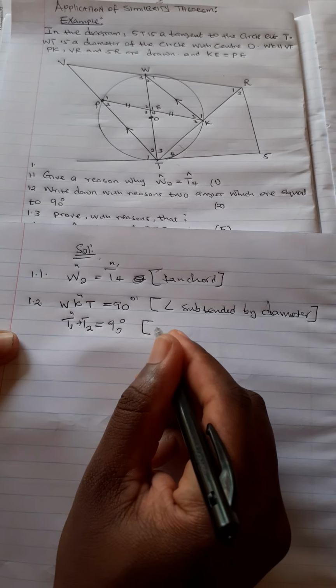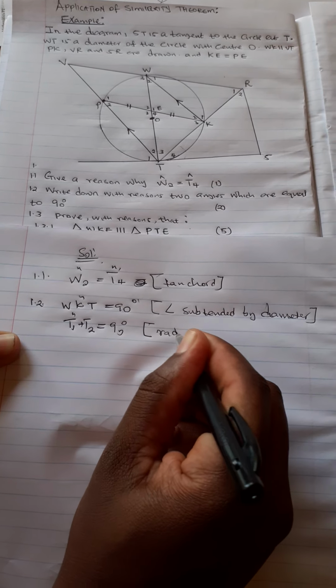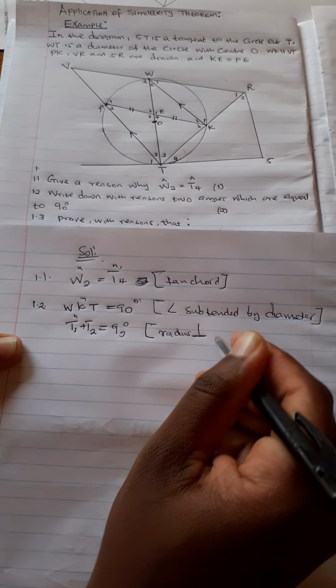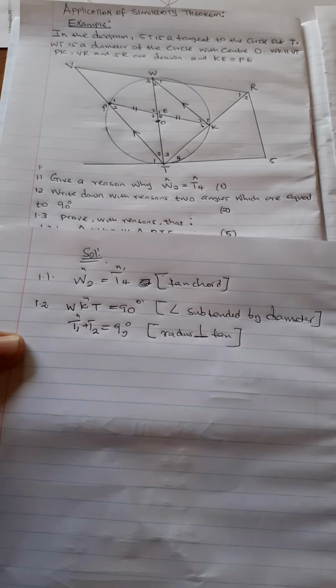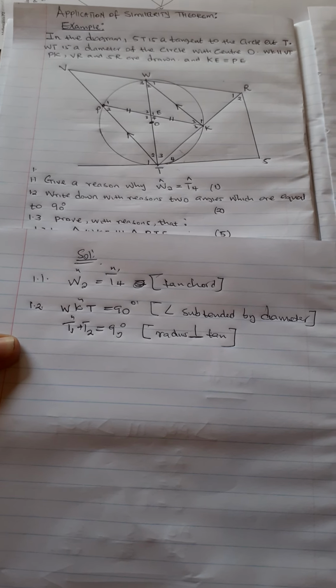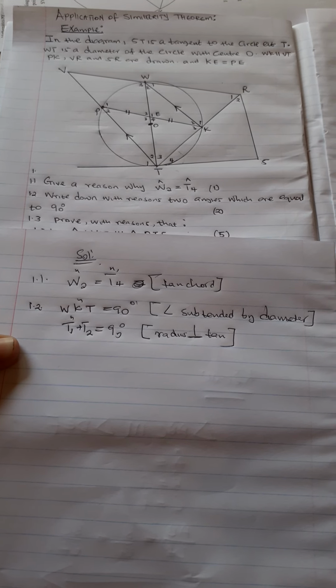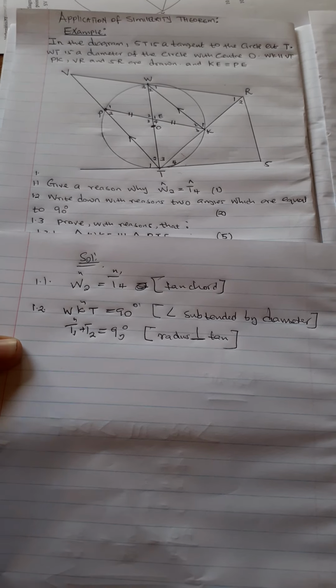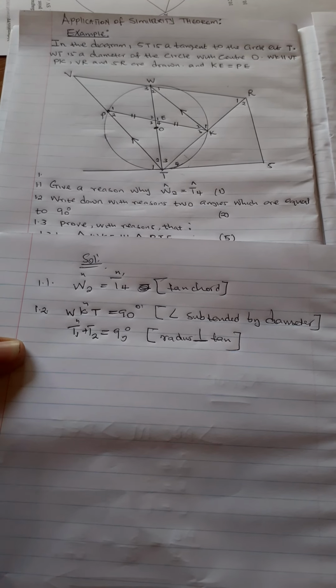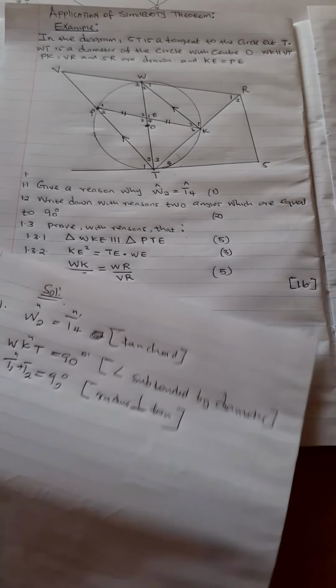What is the reason? Radius perpendicular to what? To tangent. Radius perpendicular to the tangent. That is the answer for 1.2. I hope you are still following. You can check the diagram again. So let's go to 1.3.